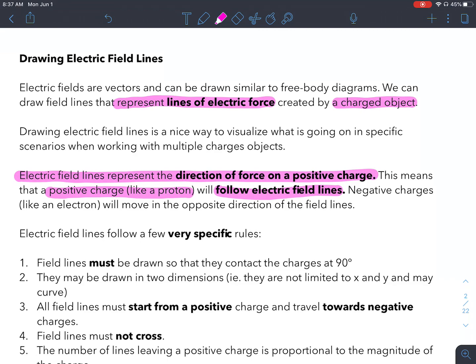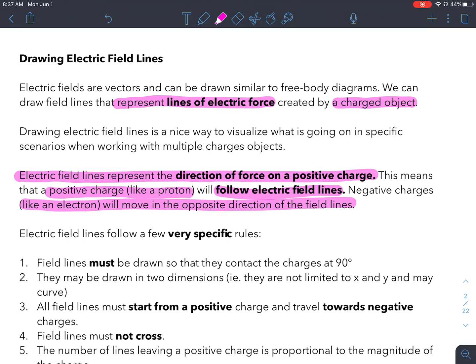Because remember, like charges repel, opposites attract. So there's going to be movement here, and they will follow the path of the electric field lines that we draw. Negative charges will do the opposite. So an electron will go in the opposite way. Okay, we'll come back to that a little bit later, but I wanted to say it again at the start just so it's in your head.